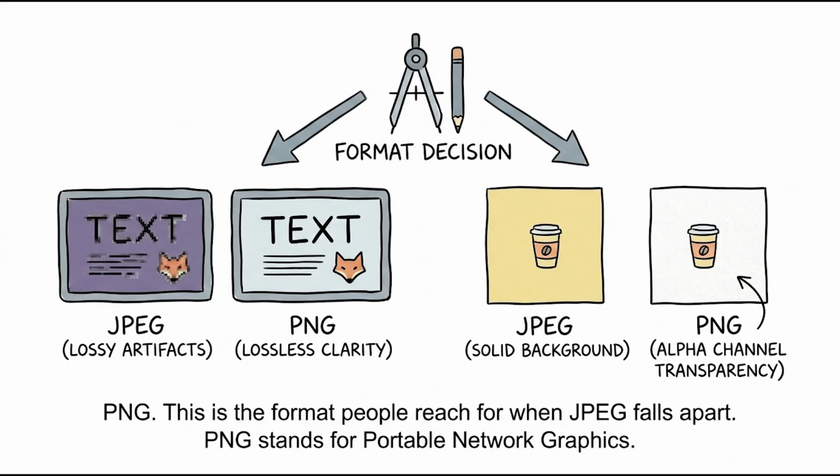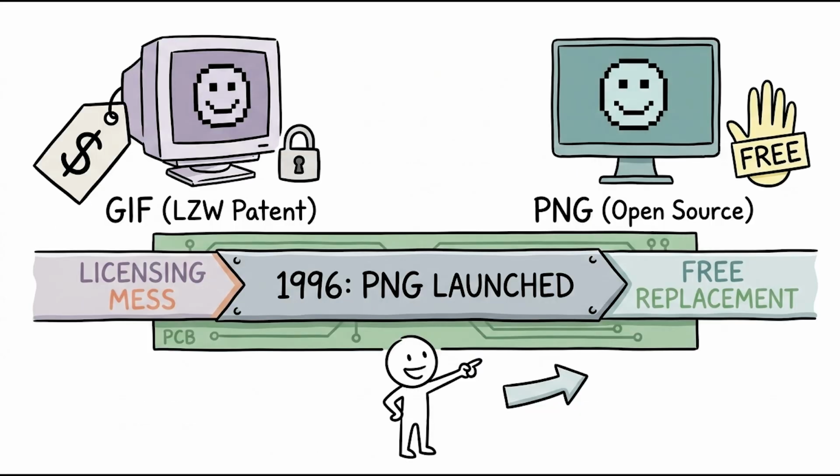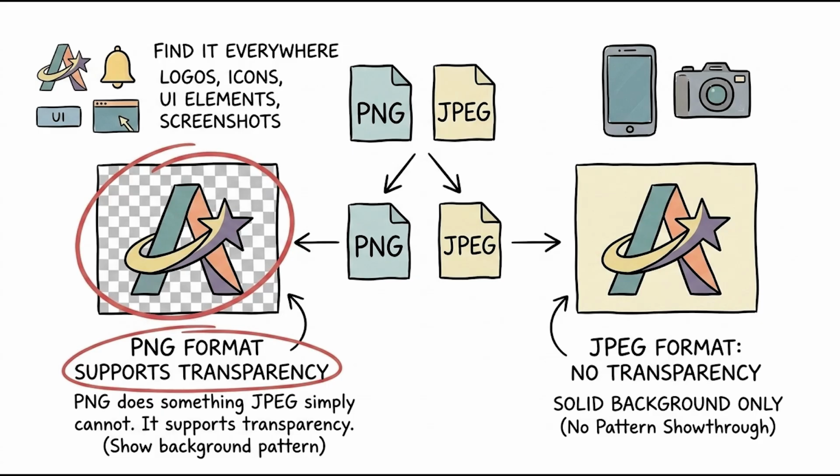PNG. This is the format people reach for when JPEG falls apart. PNG stands for Portable Network Graphics. It launched in 1996 as a free replacement for GIF after a licensing mess. Where you'll find it is everywhere: logos, screenshots, icons, UI elements. PNG does something JPEG simply cannot.